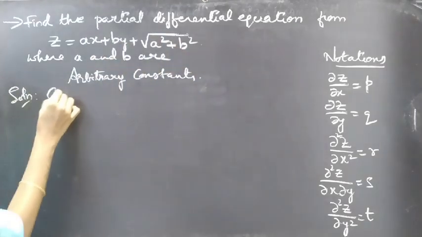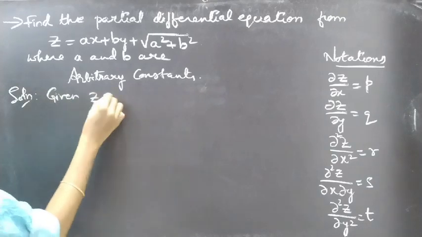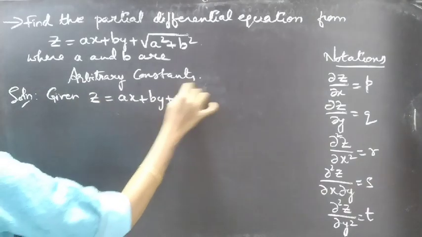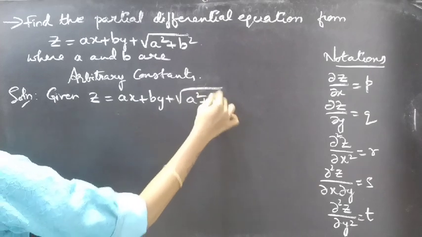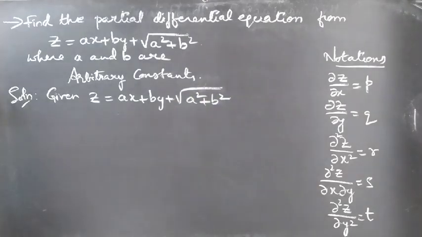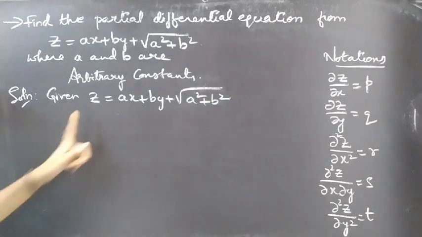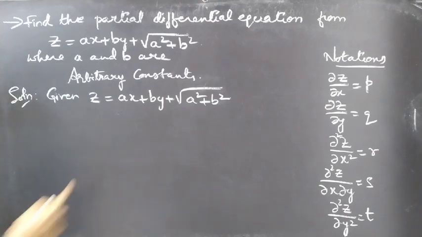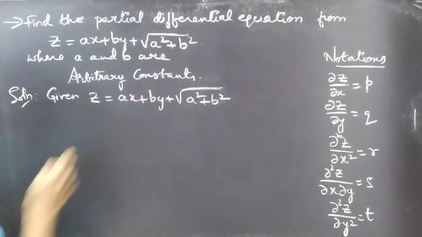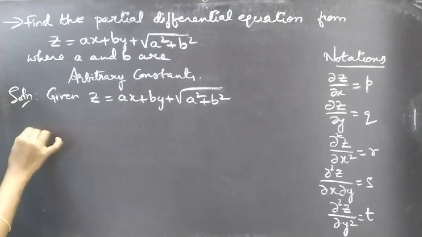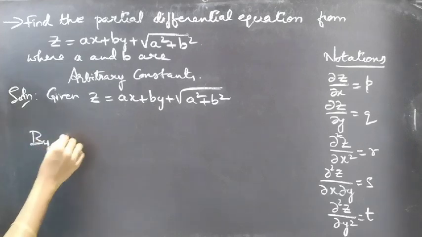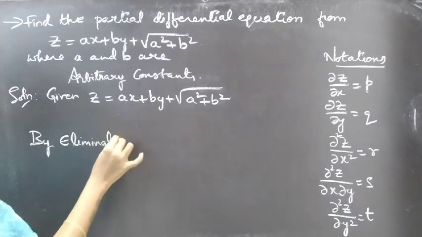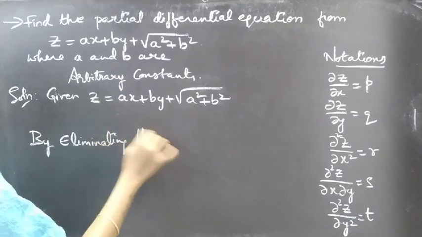So we are given a relation z equal to ax plus by plus square root of a square plus b square. So we are going to find the partial differential equation from this relation by eliminating the arbitrary constants a and b. Okay. So here we are going to find the PDE by eliminating the arbitrary constants.